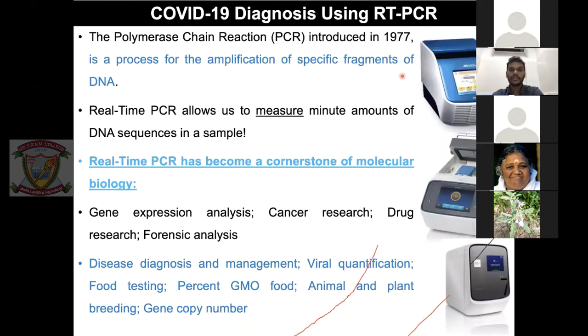Cool. Again, this is for the student audience. I'm going to tell what RT-PCR is. So this was introduced in 1977. PCR means polymerase chain reaction. RT means reverse transcription. So basically, you convert RNA into DNA. That's reverse transcription. And the polymerase chain reaction is making more and more copies of this DNA through this chain reaction.